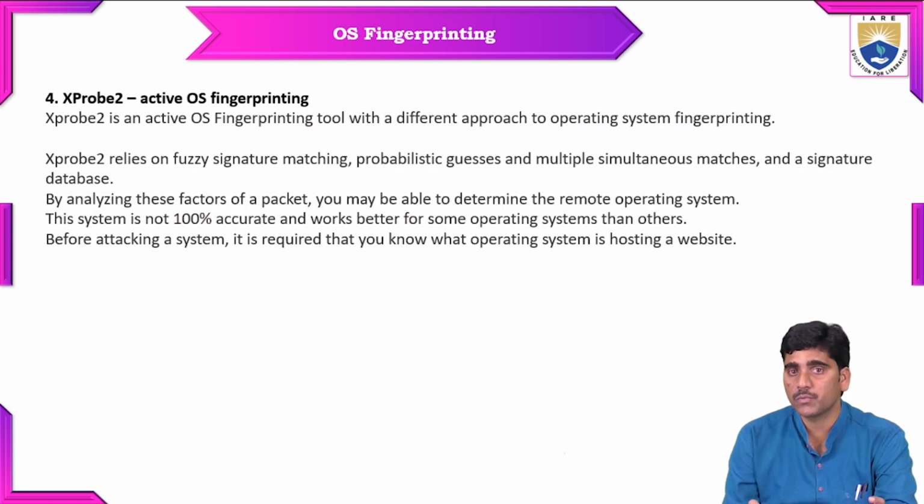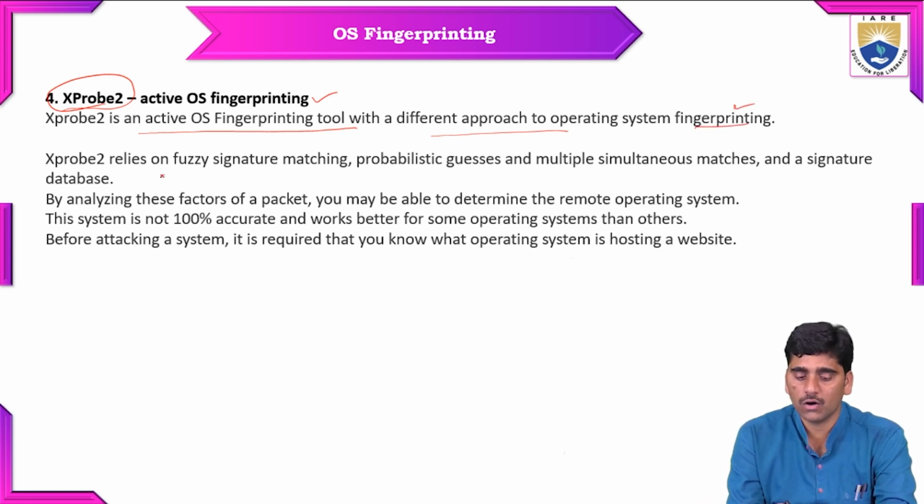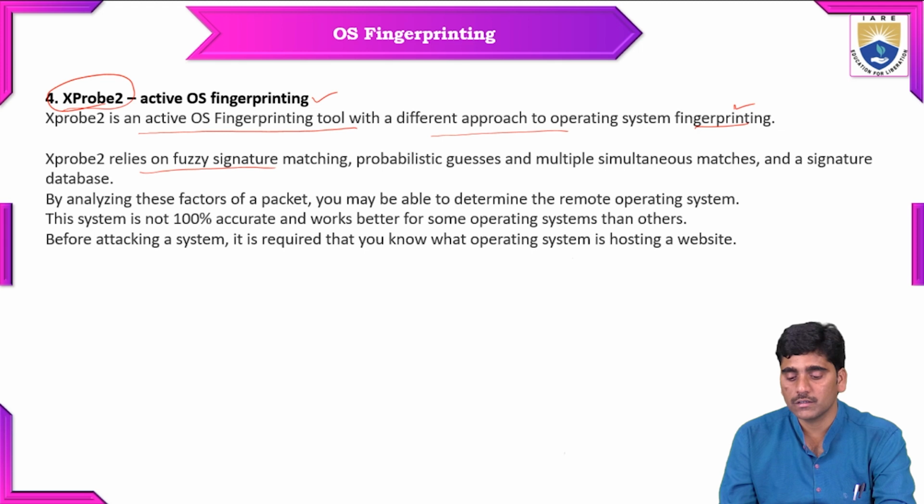And the fourth one, Xprobe2, is also an active OS fingerprinting tool, with a different approach to operating system fingerprinting. It relies on fuzzy signature matching, probabilistic guesses, multiple simultaneous matches, and a signature database.